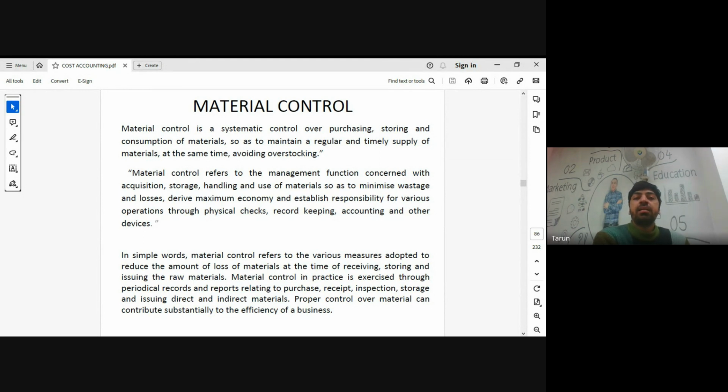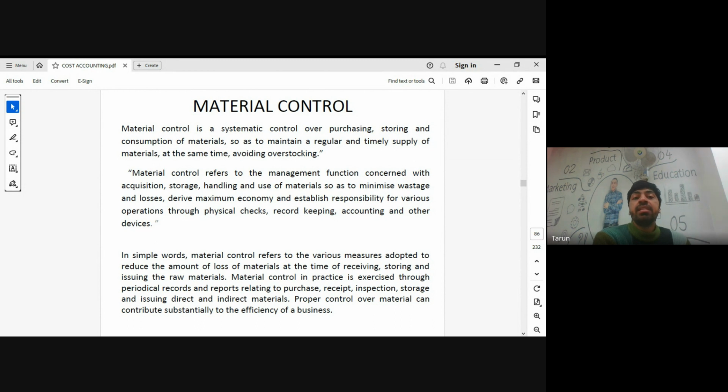So basically, in the last session, I taught you the basics of cost accounting: what cost accounting is, how you distinguish between cost and financial accounting, and cost and management accounting, what the immediate requirements for a cost accounting system are, and what the various costs involved are. So in the last session, these were the topics discussed in detail.